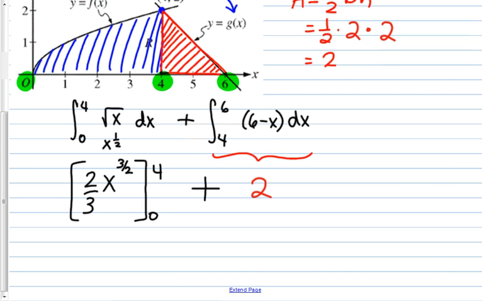Okay, so plug in the 4. So x to the 3 halves is basically saying square root and then cube it. Okay, so that's not so bad. 3 halves means I'm going to square root and cube it. So square root of 4, and whatever that is, I'm going to cube. That makes it friendlier. And then minus, and then plug in the 0, and I get 0. And then plus 2.